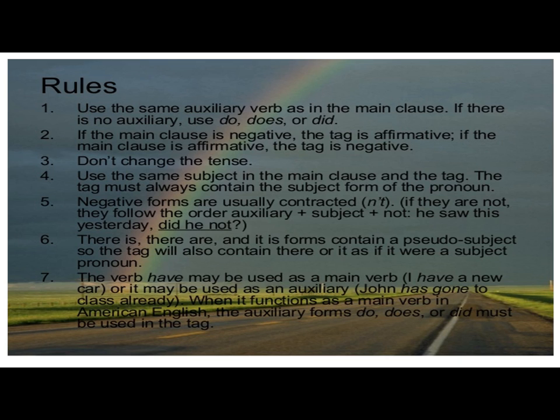He saw this yesterday, didn't he? There are and it is forms contain a pseudo subject, so the tag will also contain there or it as if it were a subject pronoun. The verb have may be used as a main verb: I have a new car. Or it may be used as an auxiliary: John has gone to class already. When it functions as a main verb in American English, the auxiliary forms do, does or did must be used in the tag.